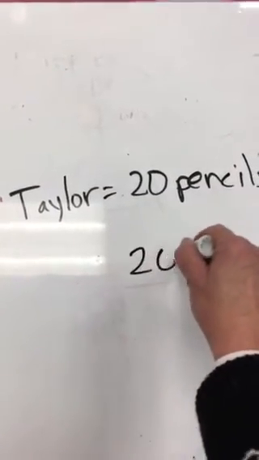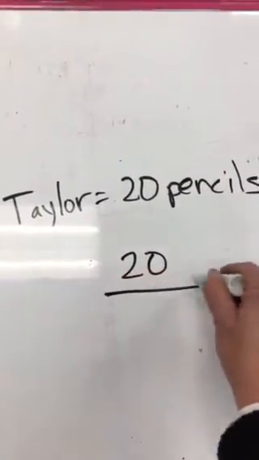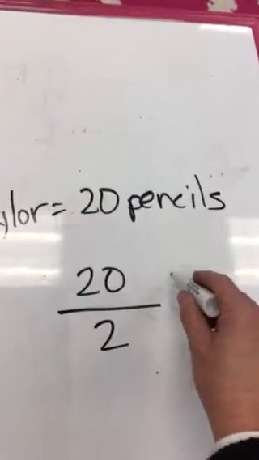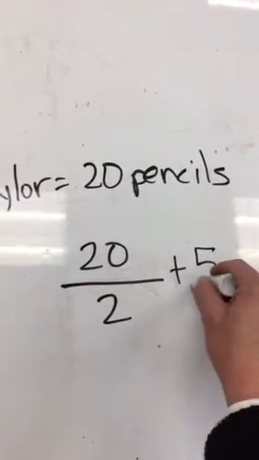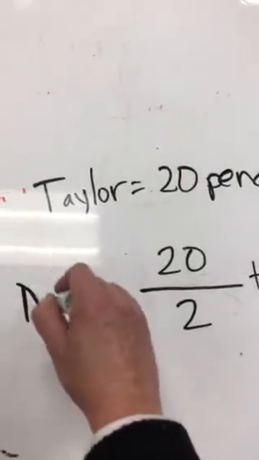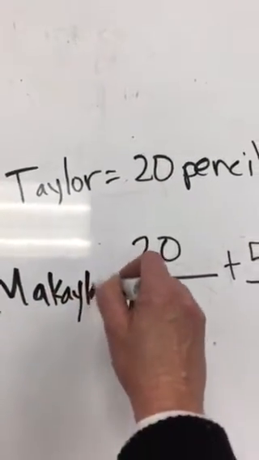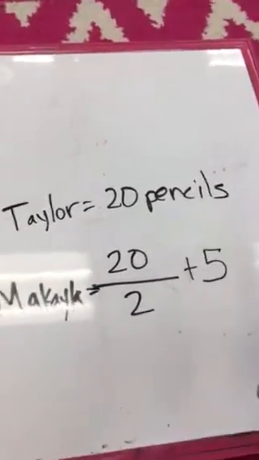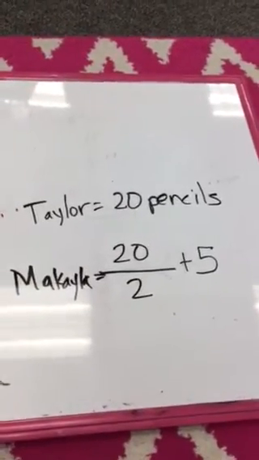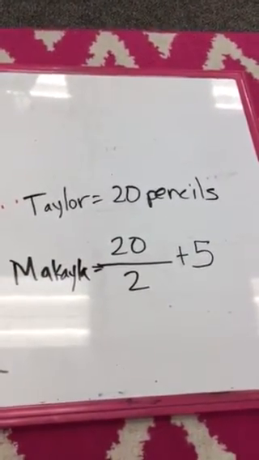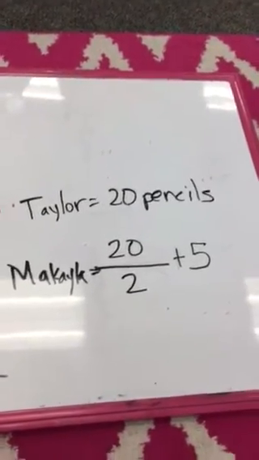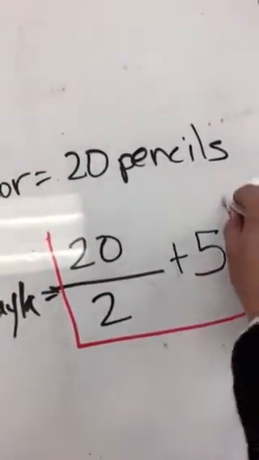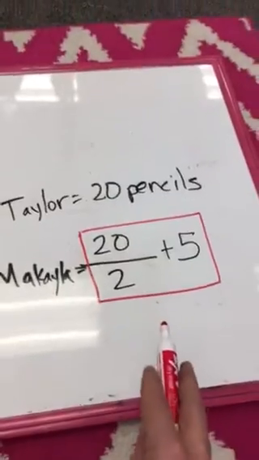We're going to say 20, and algebraically I would write it as 20 over 2, which means the same thing as 20 divided by 2. And then she had 5 more than half of what Taylor had. So this is how we would write it for Michaela. Okay? Michaela has 20 divided by 2 plus 5 more. Okay? And so if I were to ask you to write an expression to tell me how many pencils Michaela has, we could leave it at this. We could leave it as 20 divided by 2 plus 5. That is a numeric expression.